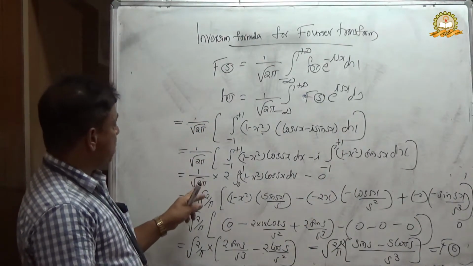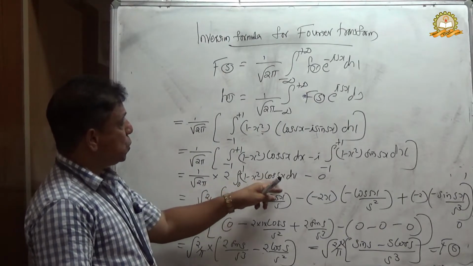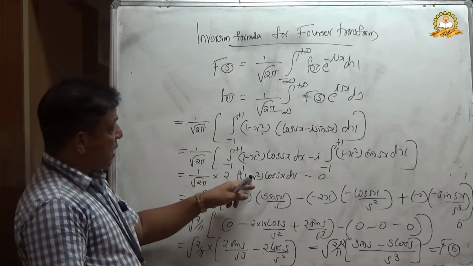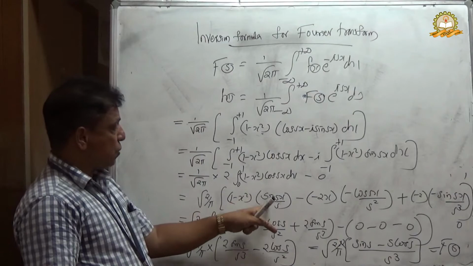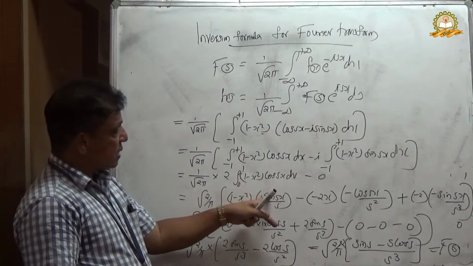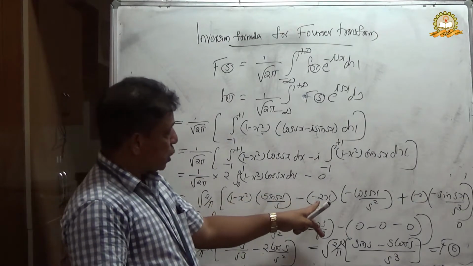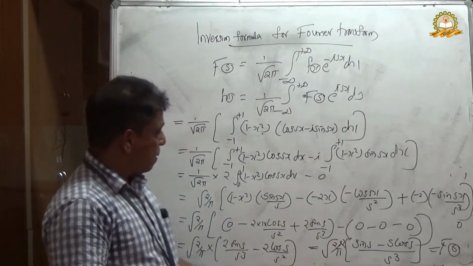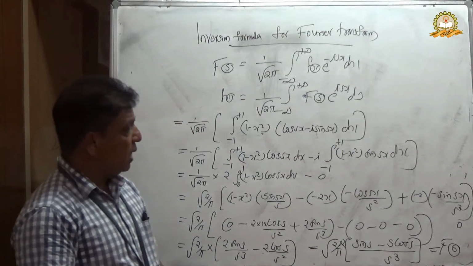Therefore 1 by root of 2 pi into 2, integral from 0 to 1 of (1 minus x square) into cos sx dx. Then we apply the general rule for integration. First function into integral of second: 1 minus x square into integral of cos sx, sin sx by s, minus derivative of first, minus 2x, into minus cos sx by s square, plus derivative of first, minus 2, into minus sin sx by s cube.